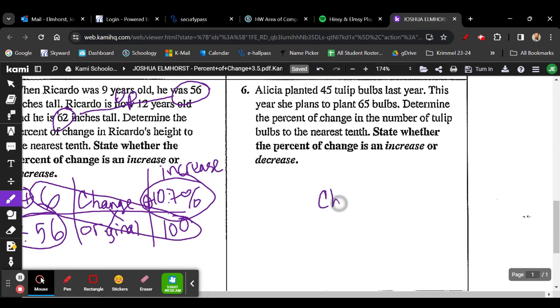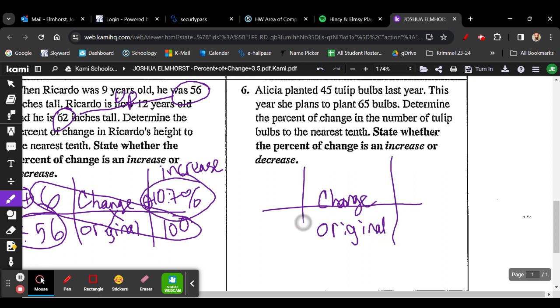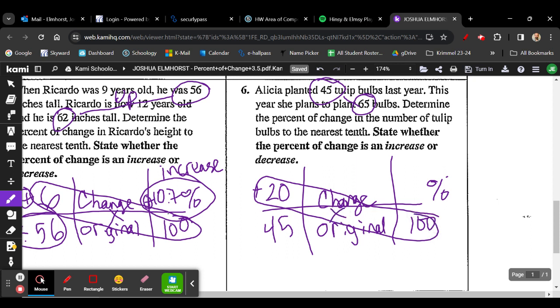The last one, we're going to set up the change over the original, percent over 100. So she originally planted 45 tulips, and then it went up to 65. So that went up by 20. I'm going to cross multiply and divide. I believe that's going to come out to 44.4%, and that was an increase.